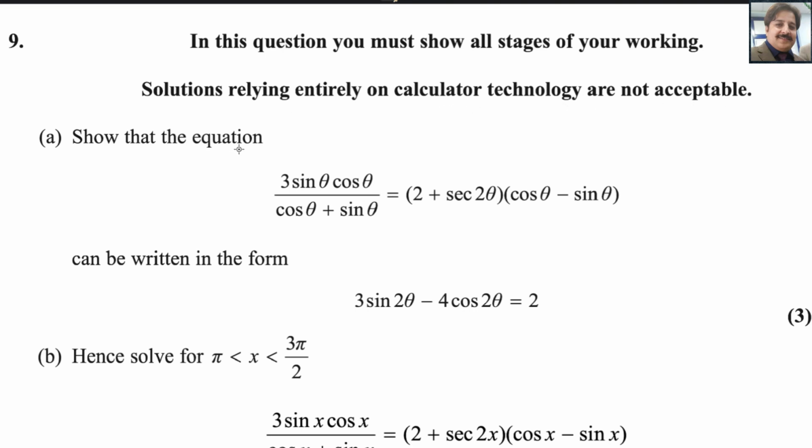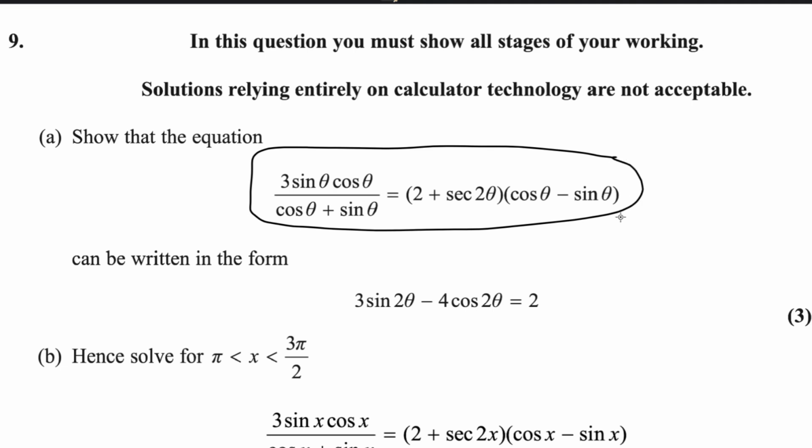Show that the equation 3 sin theta over cosine theta plus sin theta equals 2 plus secant 2 theta, into cosine theta minus sin theta, can be written in the form 3 sin 2 theta minus 4 cosine 2 theta equals 2. We have to convert this equation into this form, so you have to consider this one, and solving and simplifying we will get this result. So this is question number 9, first part.